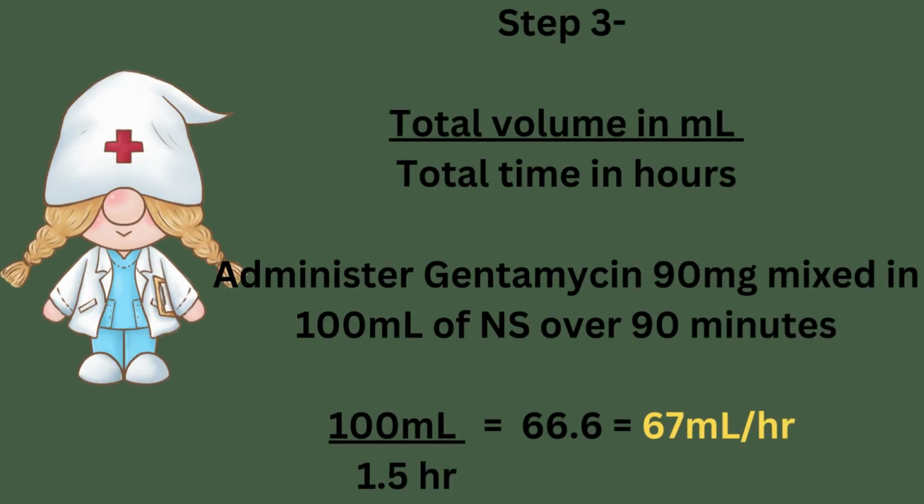Let's move on to the next one. So step three, we're going to take that total volume in milliliters over the total time to administer in hours. So we have administered gentamicin 90 milligrams mixed in 100 mils of normal saline over 90 minutes. So I'm going to take 100 mils, that's my top number, my total volume, over the total time in hours. So it's 1.5 hours equals 66.6 mils per hour. And if we round it to a whole number, 67 mils per hour.